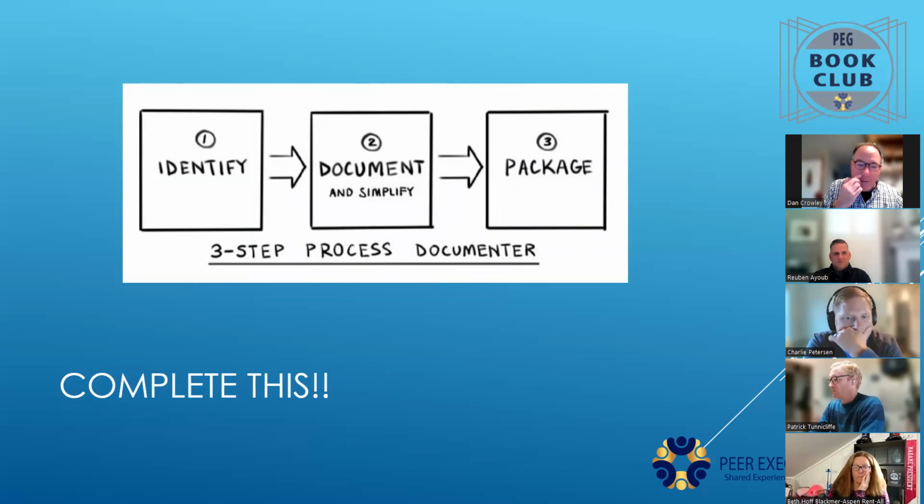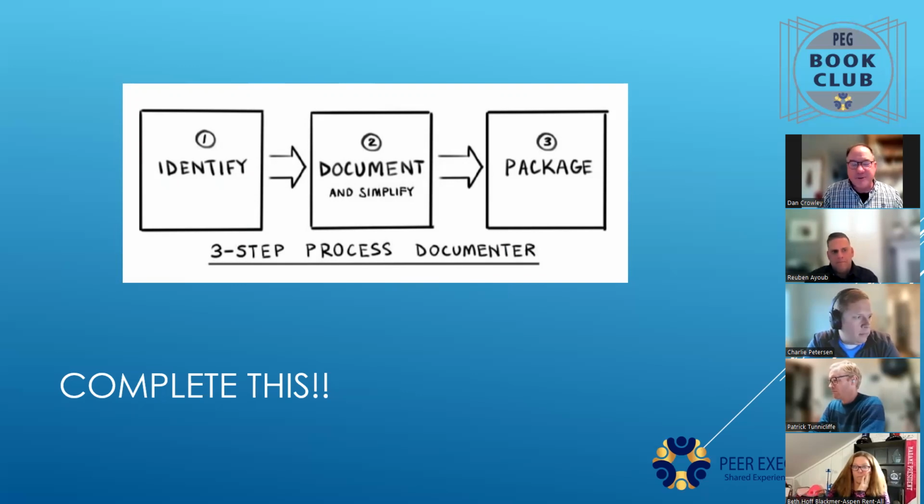All right. So the commitment is to do this. So, the 3-step process documenter. We had a couple people join us on the previous call, and I do know some people that were on the last book club that are now starting process improvement. So this is what I'm looking for them to commit to. Make this part of your action plan, right?